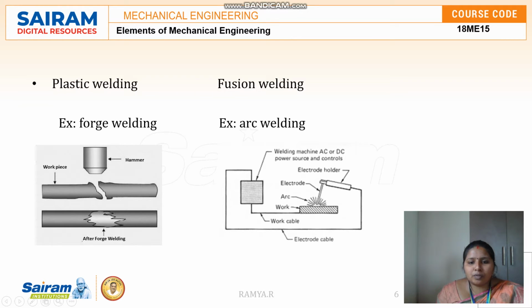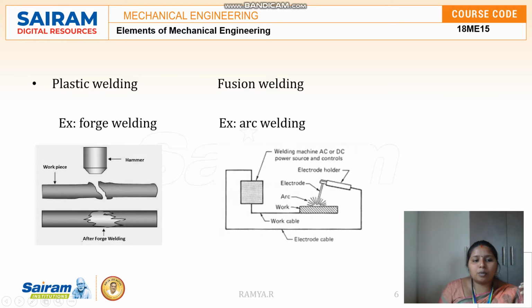There are two types of welding. One is plastic welding, the other one is fusion welding. Plastic welding means the edges of the material which we are going to join will be heated, and a hammer is used, it's a kind of forging, where the edges will be beaten to create the fusion.